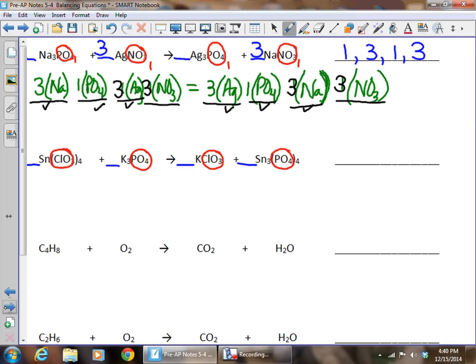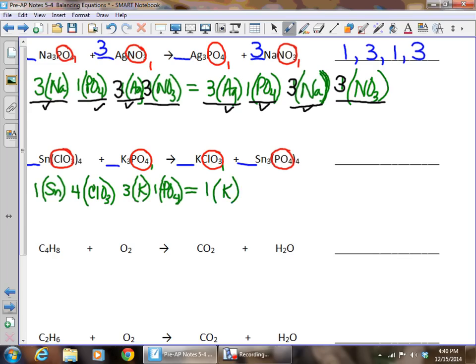It looks like on the left we've got 1 tin and 4 chlorates, 3 potassiums, and 1 phosphate. If you want to, remember, you can go up here and put 1s after these that don't have anything after them. Keep that in mind. On the right-hand side, we've got 1 potassium, 1 chlorate, 3 tins, and 4 phosphates. So that's what we've got over here on the right.